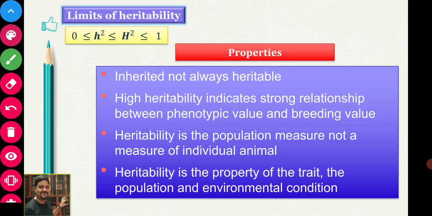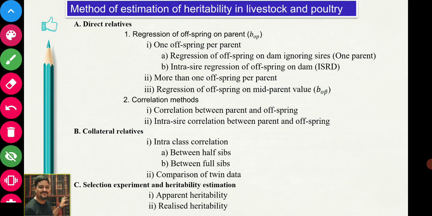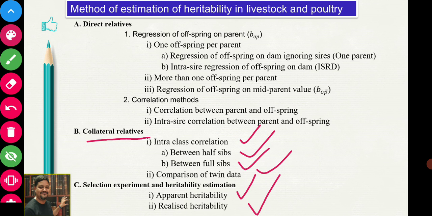Then the second one is the collateral relatives, based on the information received from collateral relatives. So in that, the first is intra-class correlation. And in that intra-class correlation, we can estimate heritability by taking intra-class correlation between half sibs or between full sibs. And another is the comparison of twin data. So if we are having twins, we can compare the twin data and we can find the heritability. Then the third broad classification is the selection experiment and heritability estimation. So in that we can measure apparent heritability or realized heritability. So realized heritability we will be taking in some other class. Here in this lecture we will be concentrating on the methods of estimation of heritability by information on collateral relatives.